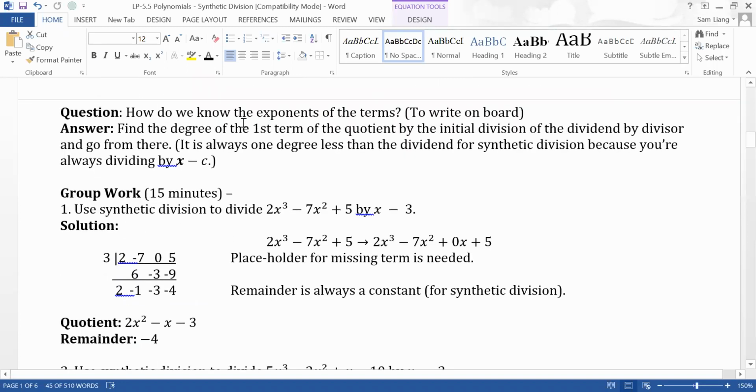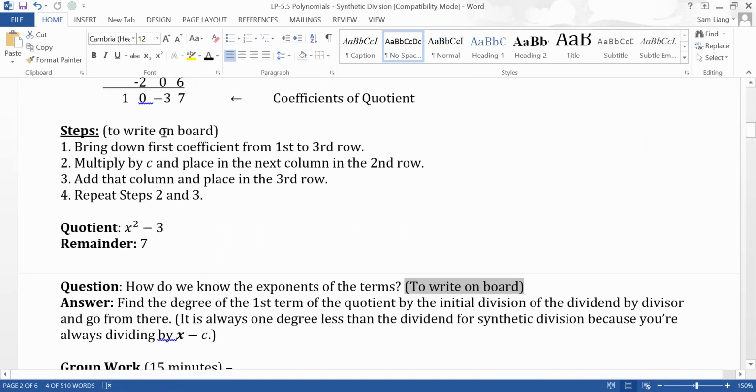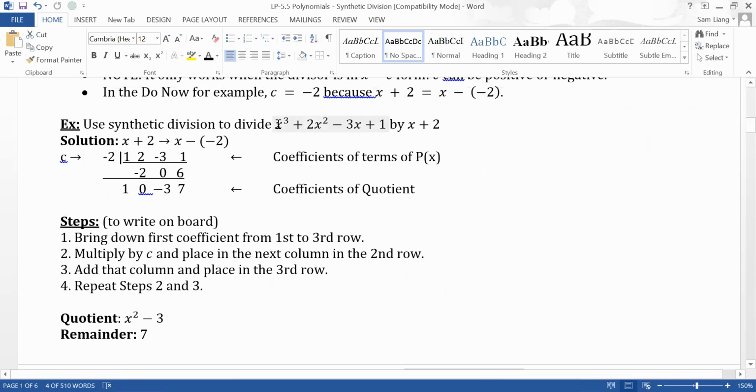Follow-up question: how do we know the exponents of the terms? Ignore this, that's just a reminder to myself to write this on the board if we're in class. You always start off with 1 less than the dividend, 1 less than the thing you're dividing. In this case it's x cubed. Since synthetic division always involves x minus c, it can't be x squared or any other power. It has to be a linear term that we're dividing by. The quotient has to be 1 degree less than the dividend. Here, it's x to the third, so the quotient has to be x squared.